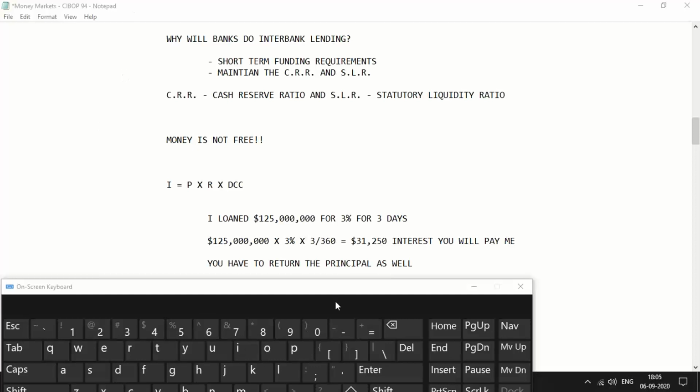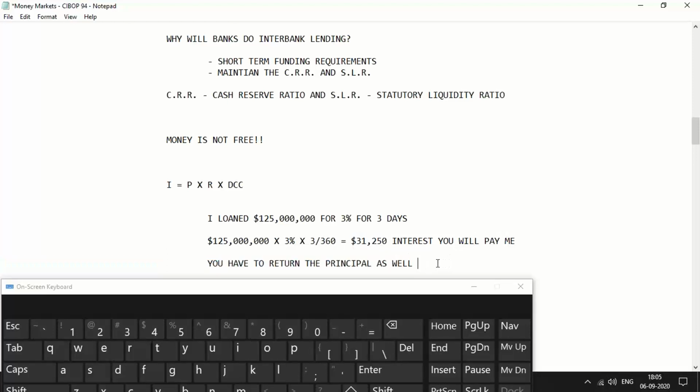So for example, if I loaned $125 million at 3% for 3 days, how does the calculation look? This is your principal, 125 million into 3%, into 3 by 360. So the interest that you will have to pay me is $31,250, and obviously you also have to pay the principal back as well.